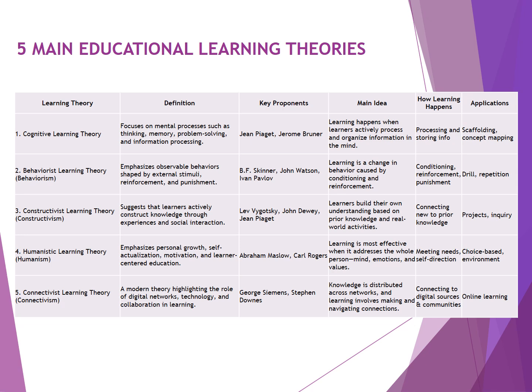2. Behaviorist learning theory, behaviorism. Definition: emphasizes observable behaviors shaped by external stimuli, reinforcement, and punishment. Key proponents: B.F. Skinner, John Watson, Ivan Pavlov. Main idea: learning is a change in behavior caused by conditioning and reinforcement. How learning happens: conditioning, reinforcement, punishment. Applications: drill, repetition.